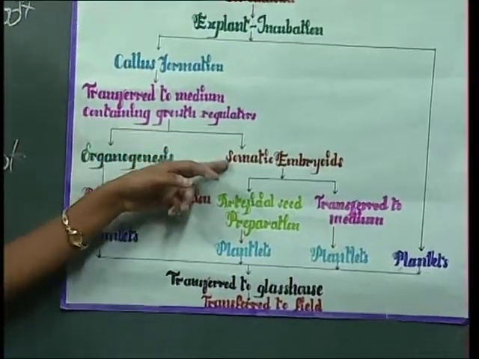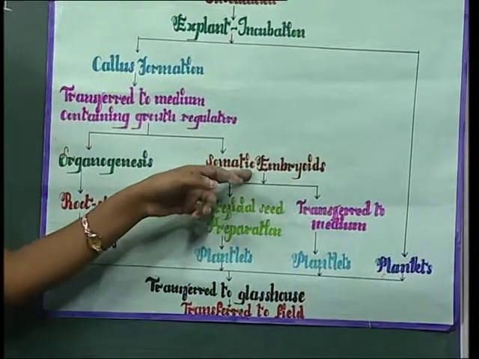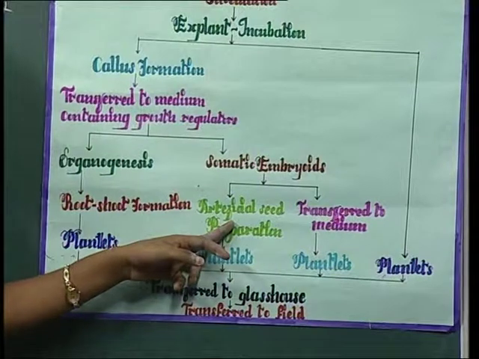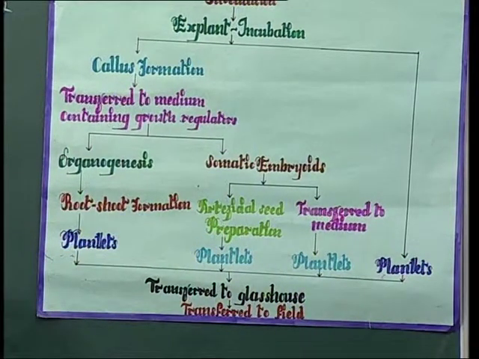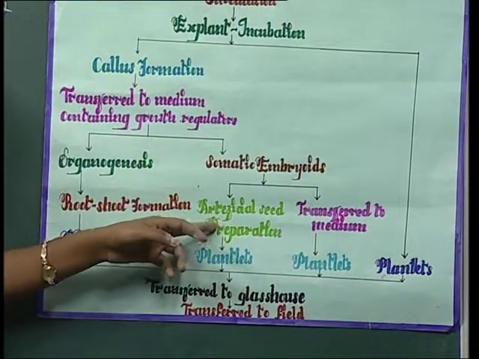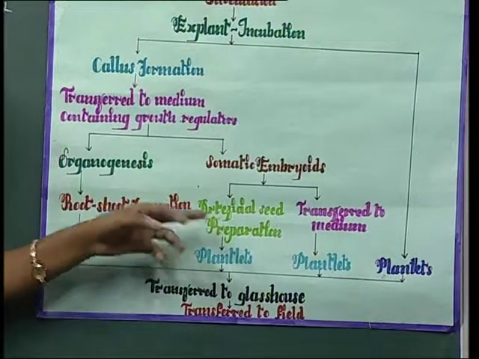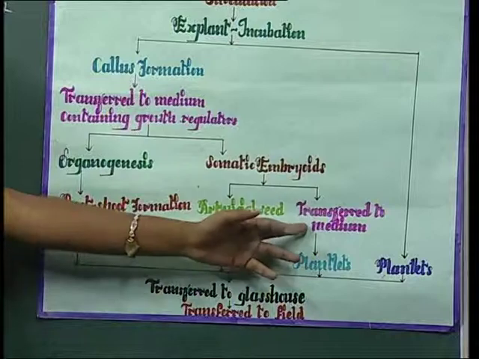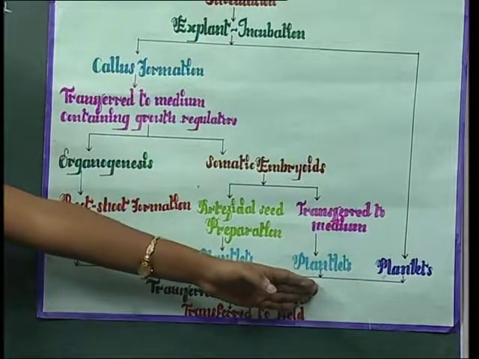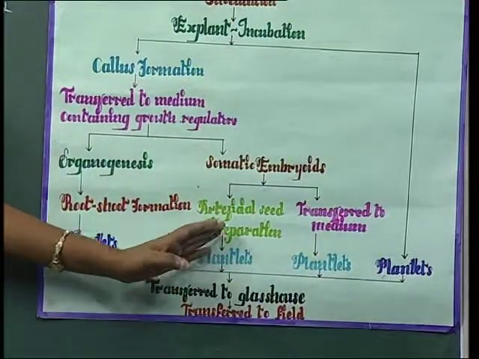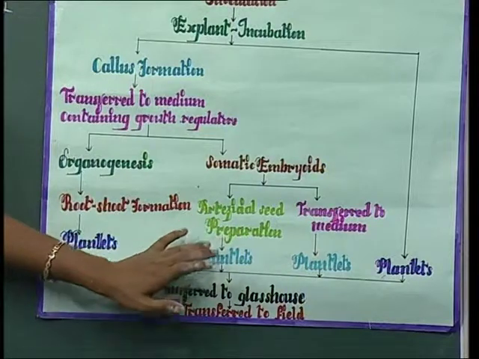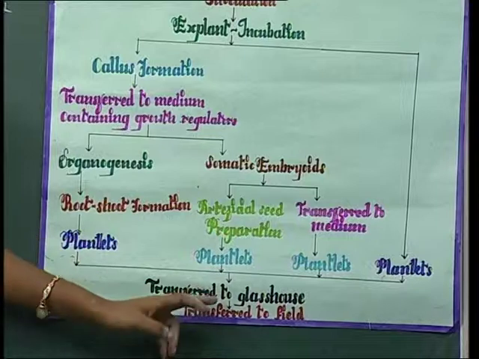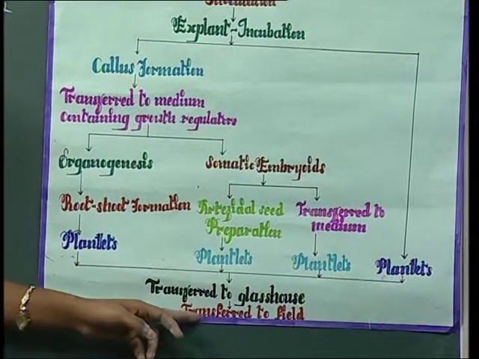There is another way, somatic embryoids, and the somatic embryoids can be encapsulated with sodium alginate to produce synthetic or artificial seeds, and then transferred to medium, and then it develops into plantlets, and after this artificial seed preparation, it slowly develops into plantlets, and then is transferred to the fields.